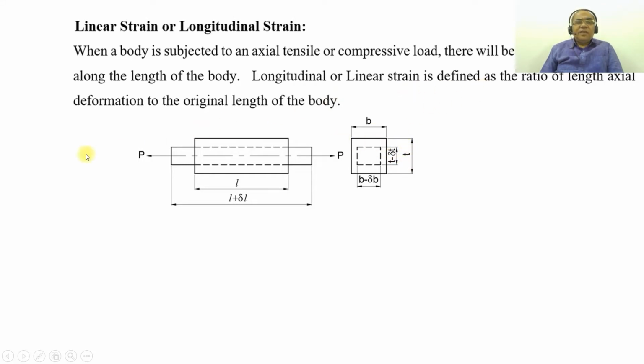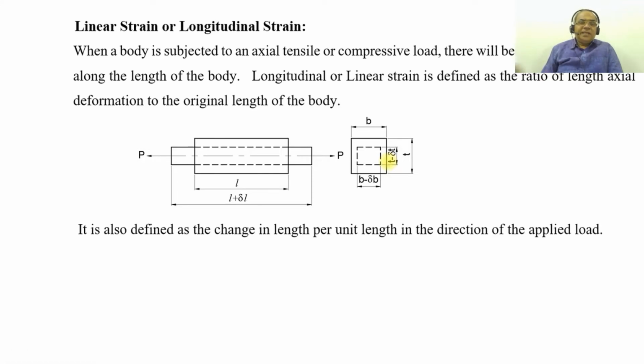It is the ratio of the axial deformation. So what is the deformation? Once the member is subjected to an axial tensile load, it will have a deformation along the length, which is an increase in length. But what happens to the lateral dimension? The lateral dimensions B and T are reduced to B minus delta B in width and T minus delta T in depth. That is what we can see here.